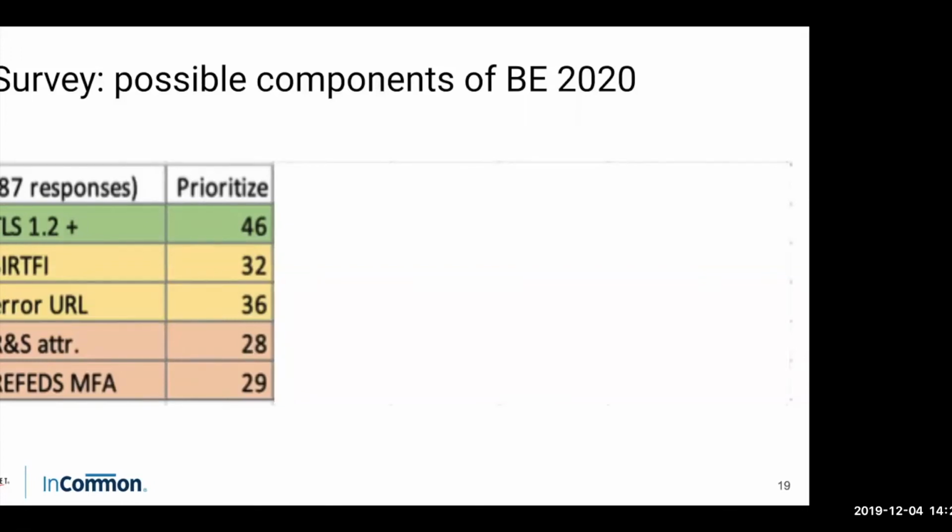And the responses seemed to fall into three buckets: a clear yes for TLS hardening, strong support for Sirtfi and the error URL, and weaker but still significant prioritization for the final two, R&S and REFEDS MFA.